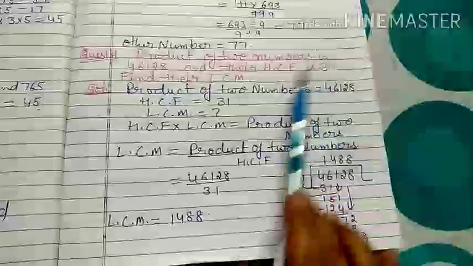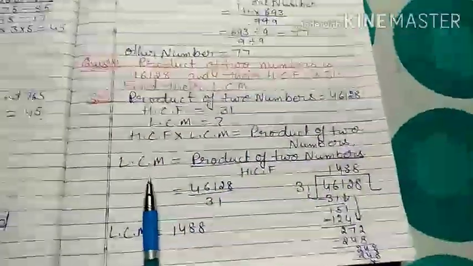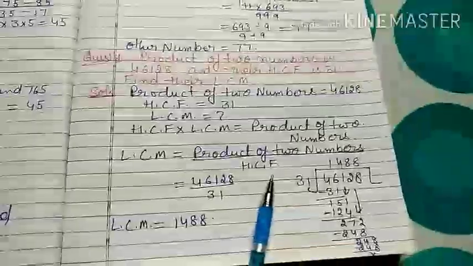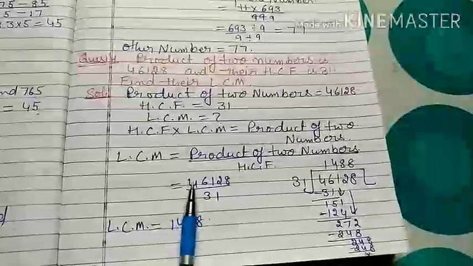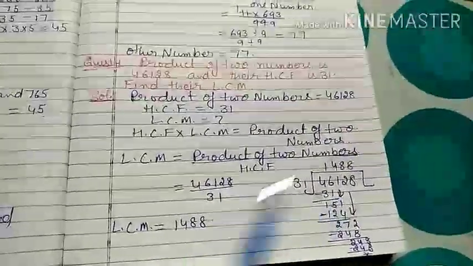Similarly, if you are given the product of 2 numbers, HCF is given and you find the LCM. The LCM formula is product of 2 numbers divided by HCF. That gives me 46128 divided by 31. When I divide by 31, I got 1488.